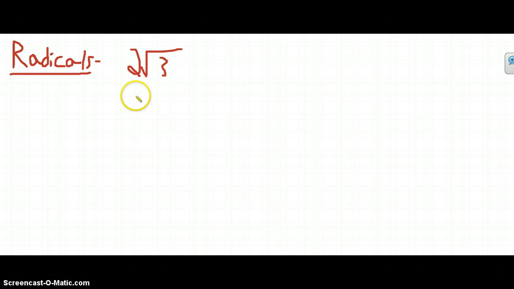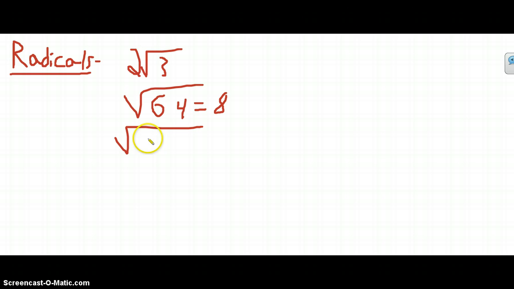Basically, if I had the square root of 64, we all know that equals 8, because 8 times 8 is 64, because 8 squared is 64. So if I had something else, like the square root of 24, let's say, and I can't find that square root from two perfect ones, I need to learn how to simplify it. So what I'm going to do is break this down. I know that 6 and 4 make 24, so 4 times 6.